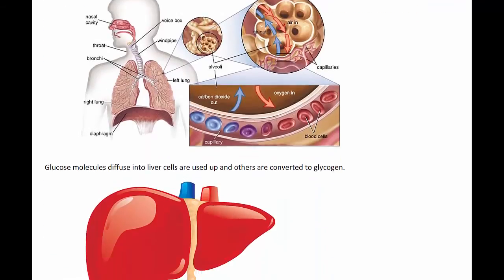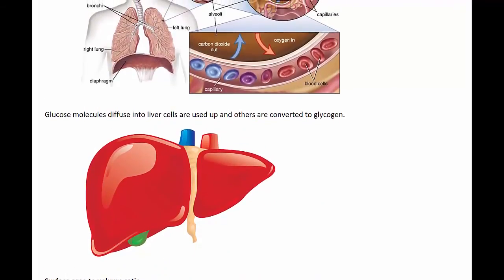Another method is to convert the substance being diffused into another molecule, therefore lowering its concentration. For example, glucose molecules diffuse into liver cells and are used up or are converted to glycogen. This maintains a steep concentration gradient for glucose to diffuse into your liver cells.